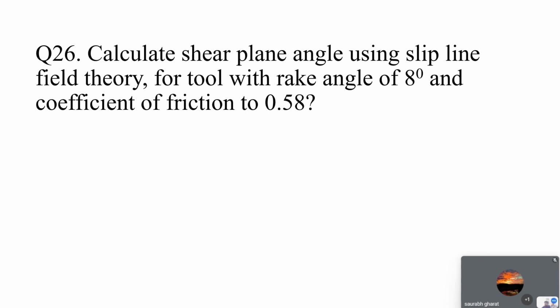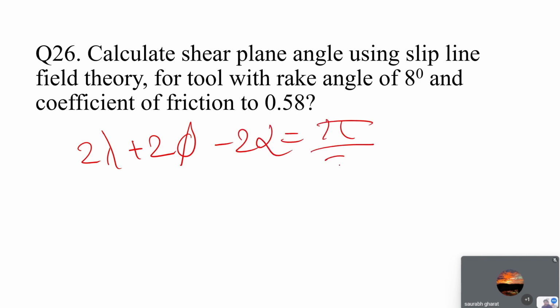Okay, let's complete it. Have slightly more time. So calculate the shear plane angle using slip line field theory. By slip line field theory, we have 2 phi plus the friction angle beta minus 2 alpha is equal to pi by 2.